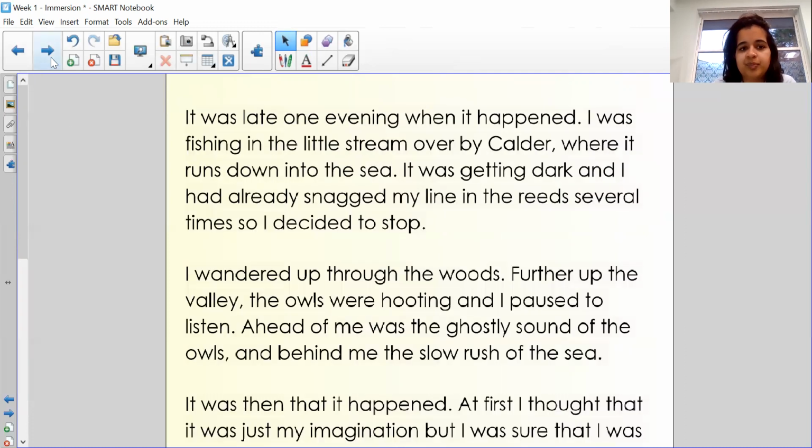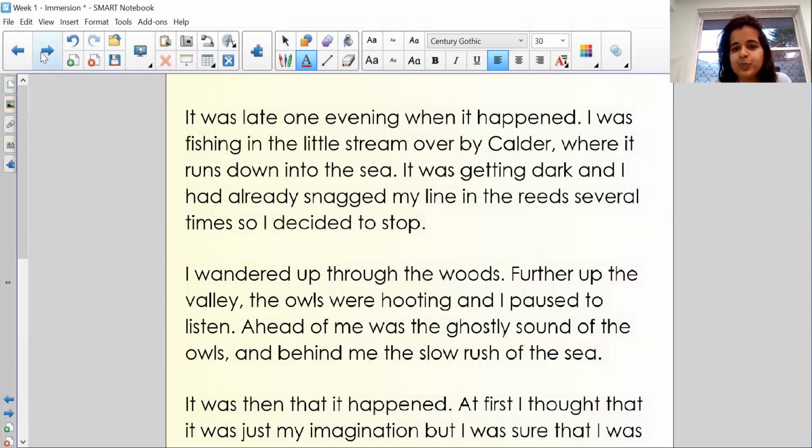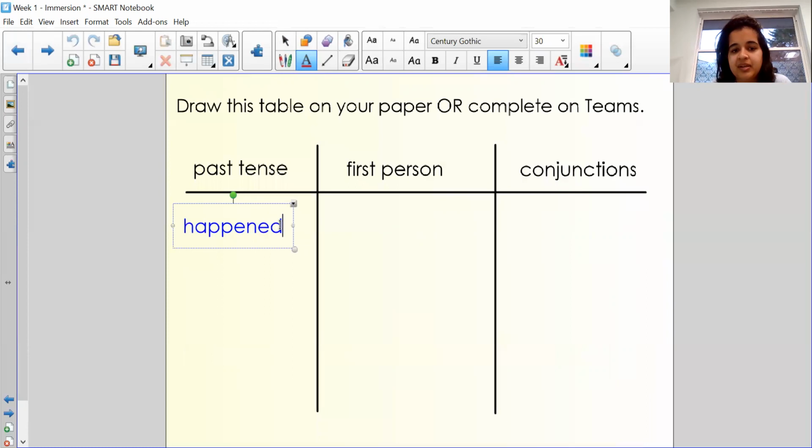All right, so it was late one evening when it happened. Okay, I was fishing in the little stream over by Calder. Now look over here. It already happened. Something happened. So that is telling me that it is past tense. Okay. It was getting dark and I had already snagged my line. There you go. Something that's already happened. Snagged. He snagged his line. He has said the first person of the word I.